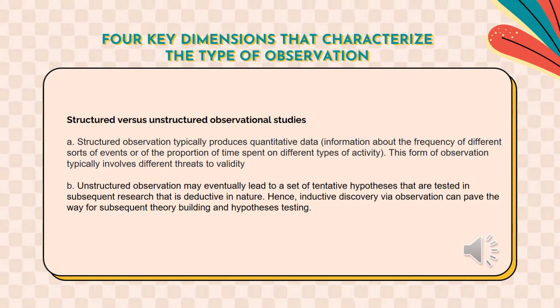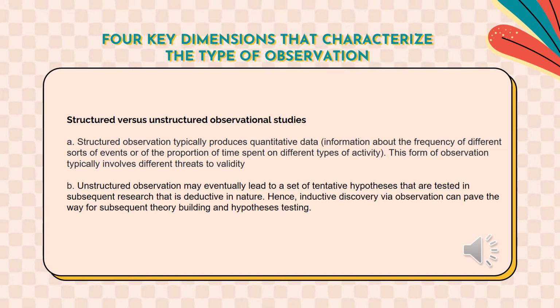Structured versus unstructured observational studies. Structured observation typically produces quantitative data, information about the frequency of different sorts of events, or the proportion of time spent on different types of activity. This form of observation typically involves different threats to validity. In general, the researcher specifies in detail what is to be observed and how the measurements are to be recorded. Example, an auditor performing inventory analysis in a store.